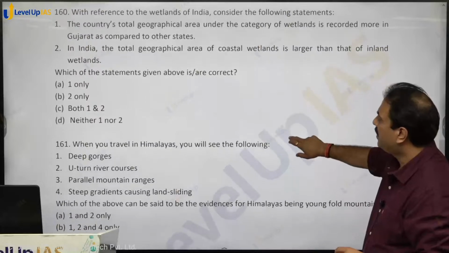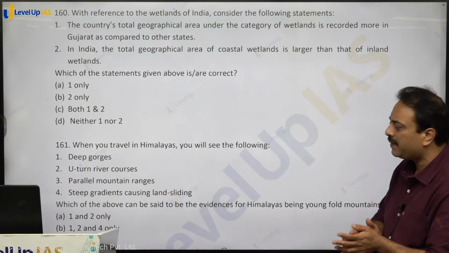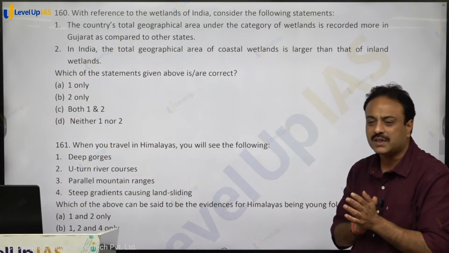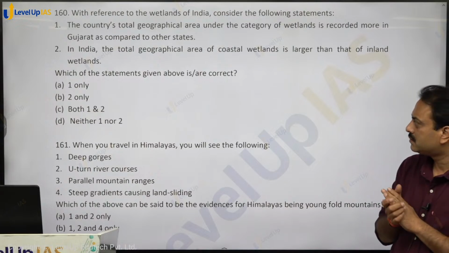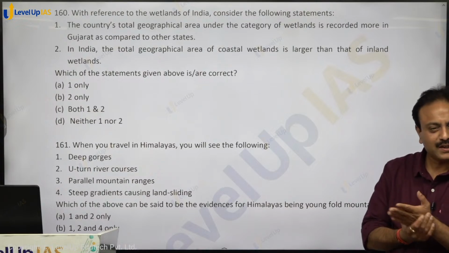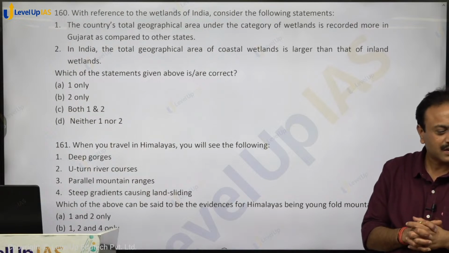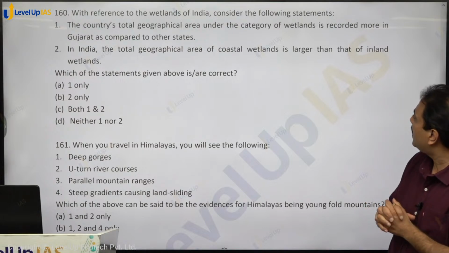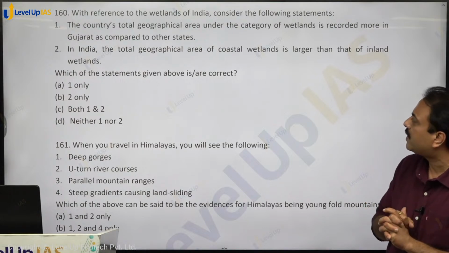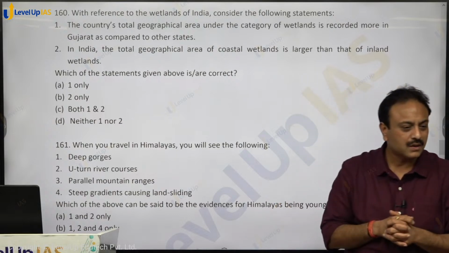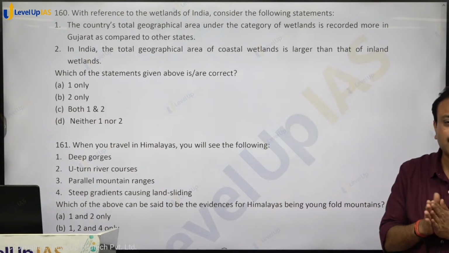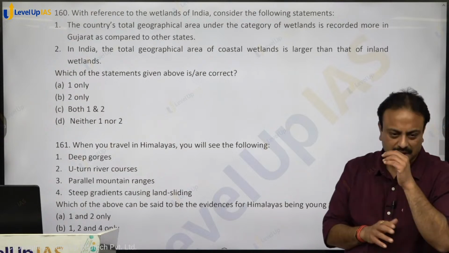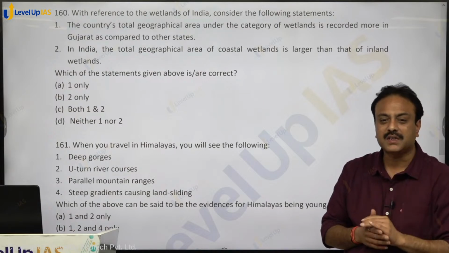With reference to the wetlands of India, consider the following statements. The country's total geographical area under the category of wetlands is recorded more in Gujarat as compared to other states. It's maximum in Gujarat. Yes, it is in Gujarat. It is almost more than 15%, more than 17%. 17 point something.